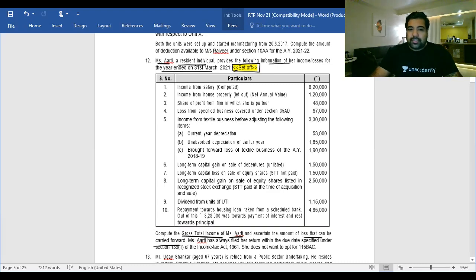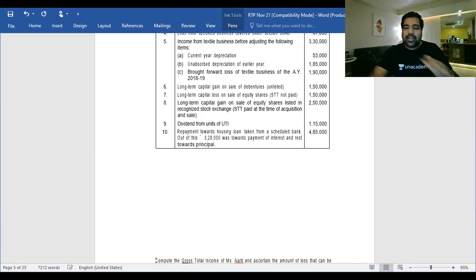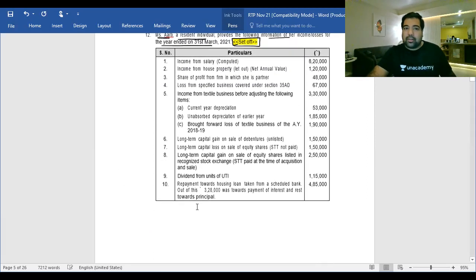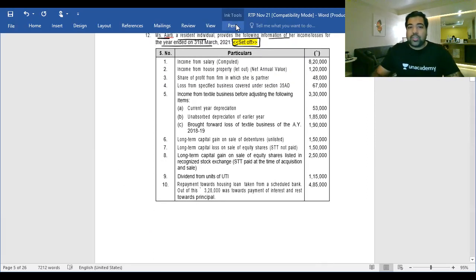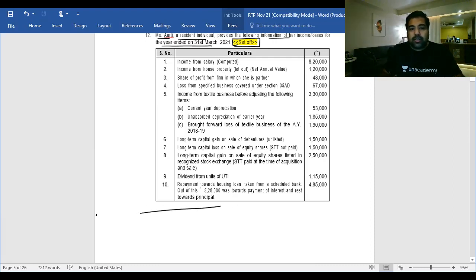Slow and very, very steady. Let's do this. It doesn't matter which books you refer to, doesn't matter where you studied from. As long as you can understand this, I'll help you understand this really well. Set off is an important chapter, and one question from set off could be expected in your exam for about 5 to 6 marks. Guys, this is Aarti. I'm just making her income from salary.